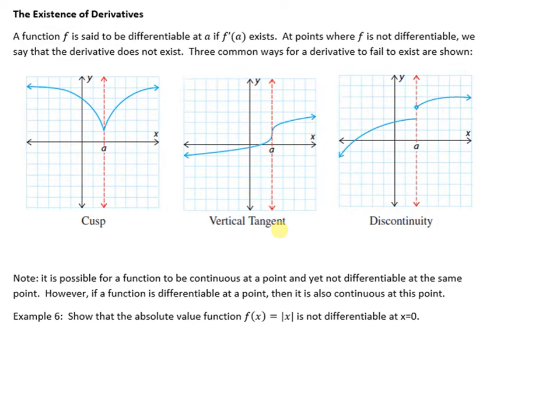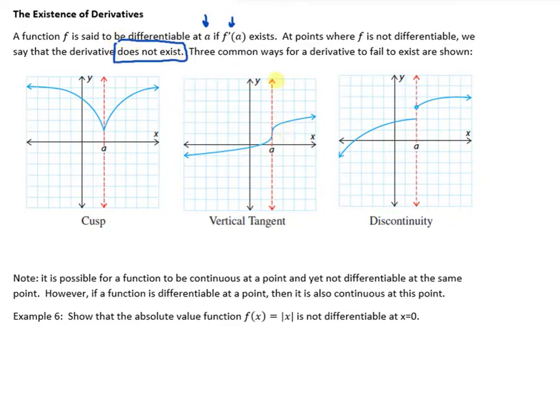Existence of derivatives. A function is said to be differentiable. What that means is that there is a derivative at that point. So at the point a, if f prime at a exists, of course, this prime is the derivative. At points where f is not differentiable, we say that the derivative does not exist. So this wording specifically.